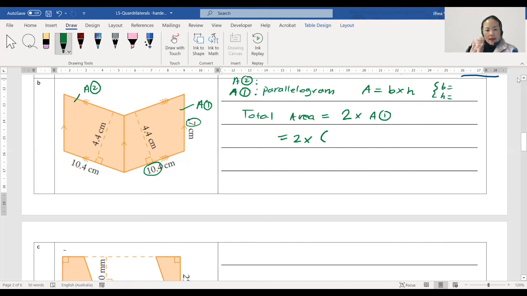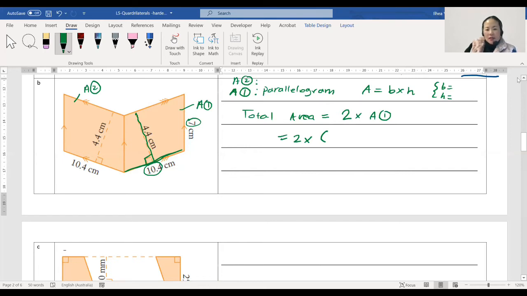So I have a base 10.4, or do you think 7 is my base? Which one? Because they're both 7, and 10.4 is outside of the parallelogram. So they both could be the base. But the only thing that will decide the base is the height, because base and height have to be perpendicular to each other.